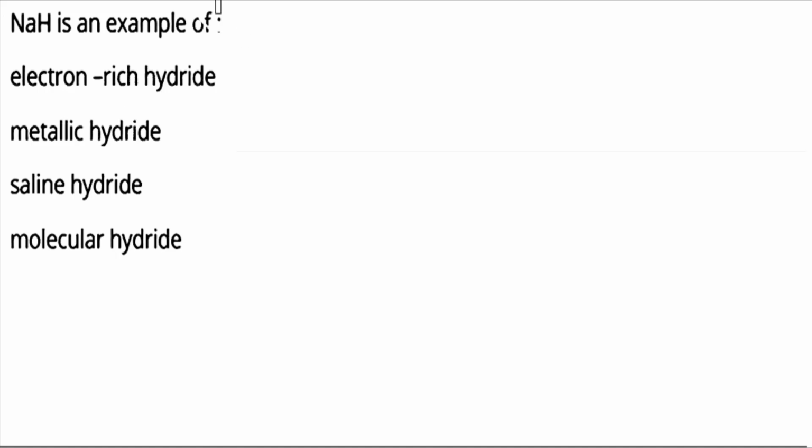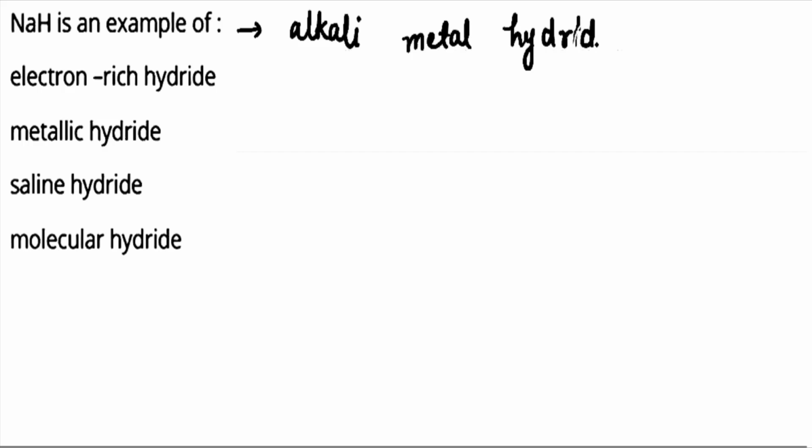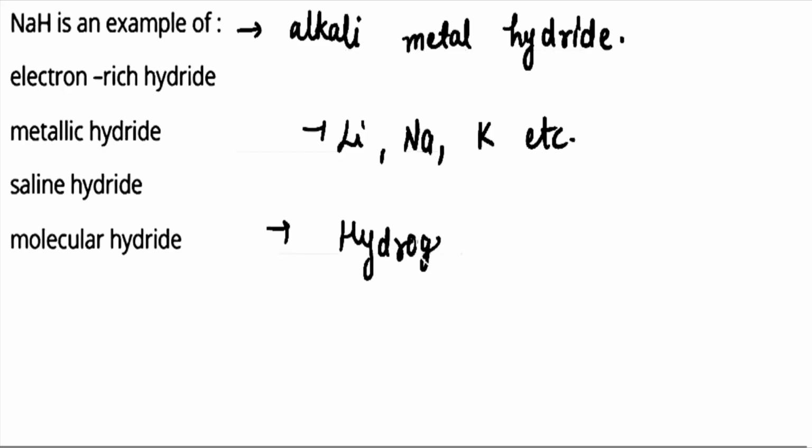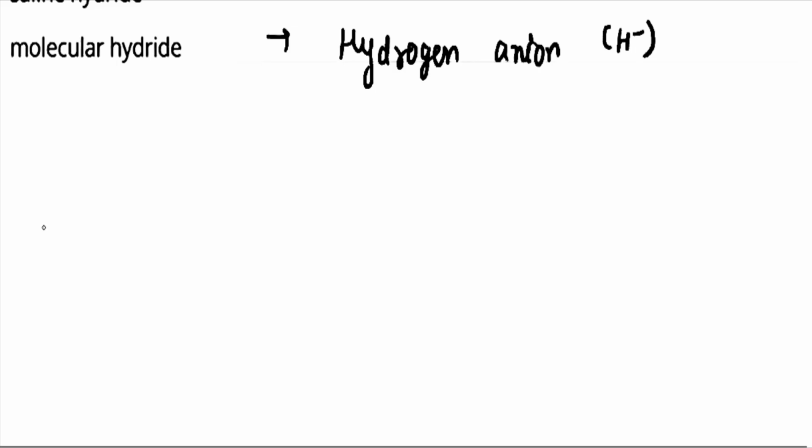Our question is: sodium hydride is an example of which hydride. This is an alkali metal hydride. Examples of alkali metals are lithium, sodium, potassium, etc. Hydrides contain the hydrogen anion, which is H negative. Anions are chemical species which possess a negative charge. Sodium hydride is obtained by the reaction of metallic sodium with hydrogen. Sodium reacts with hydrogen to form sodium hydride.